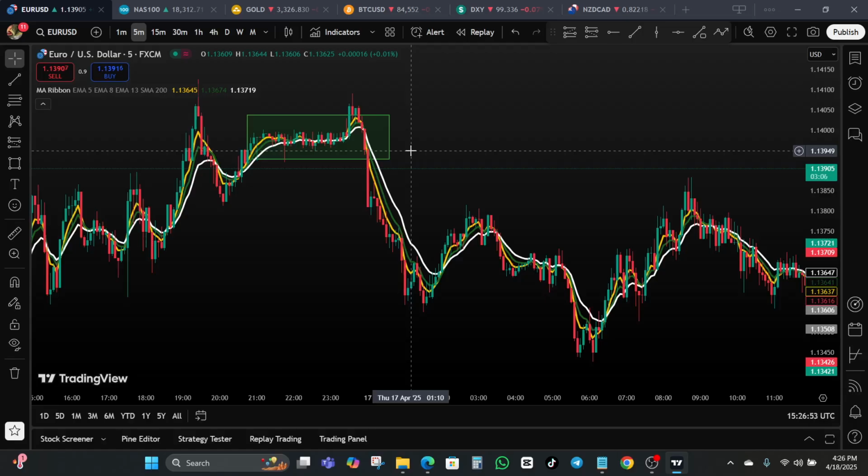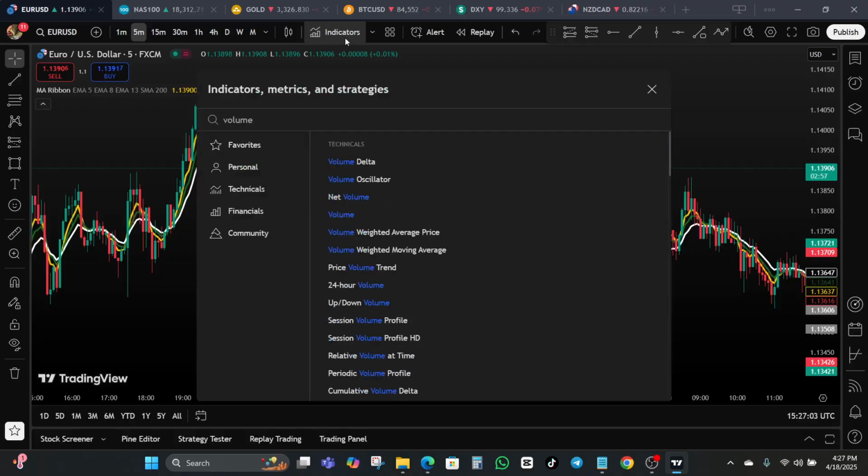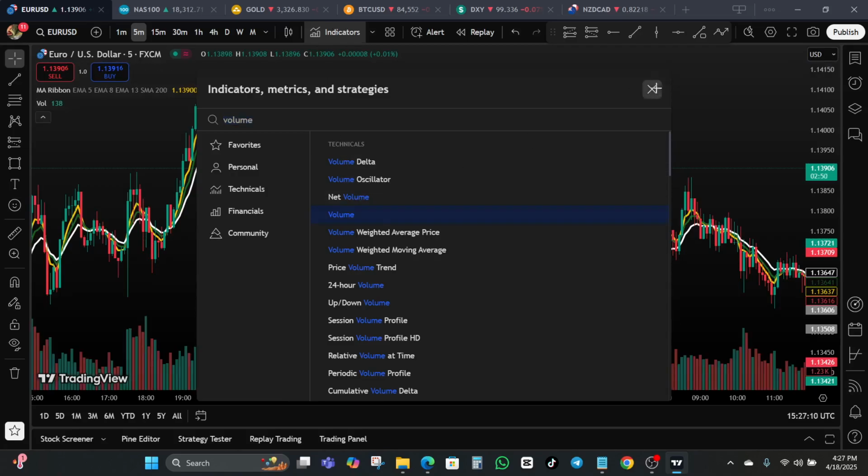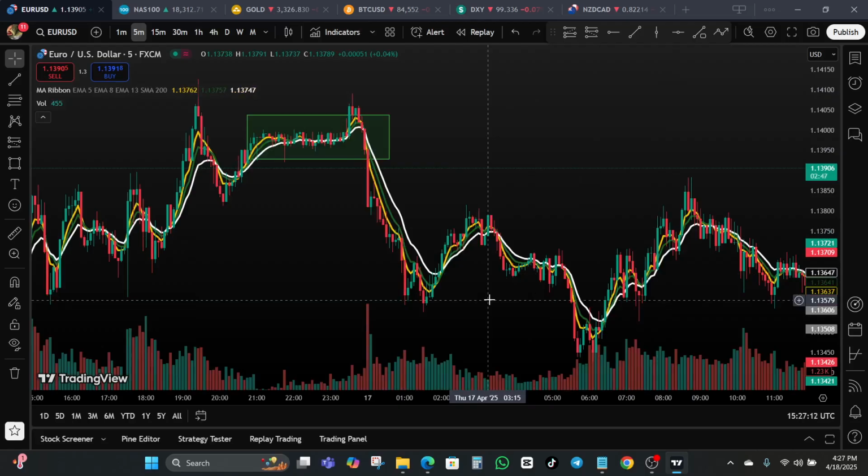Also pair this setup with support and resistance zones or previous sessions' highs and lows. You can use volume or momentum indicators for confirmation. You can use a volume indicator to watch out for volume spikes. Volume also helps to know whether a trend is strong, or a reversal or price move is strong. So make sure that you pay attention to your volume indicator. And you can also use momentum indicators, maybe like RSI or MACD, for extra confirmation.